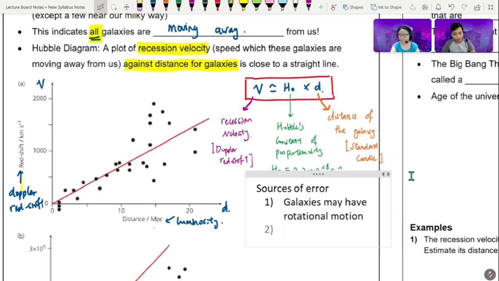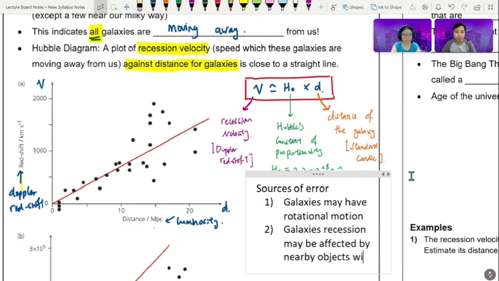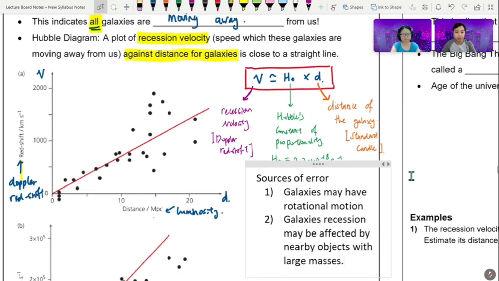And number two, sometimes it's rotating towards us, sometimes rotating away from us. And then we could also say that the galaxy's recession may be affected by any kind of neighboring things like a big black hole nearby or a big sun nearby with large mass. Maybe influenced by nearby objects with large masses. We don't know.